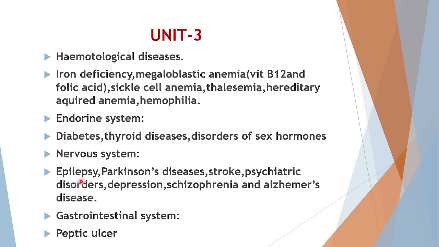First one, epilepsy and Parkinson's disease, stroke, psychiatric disorders, depression, schizophrenia and Alzheimer's disease. Okay. These are the diseases related to the nervous system. First of all, diabetes, a group of diseases that results in too much sugar.